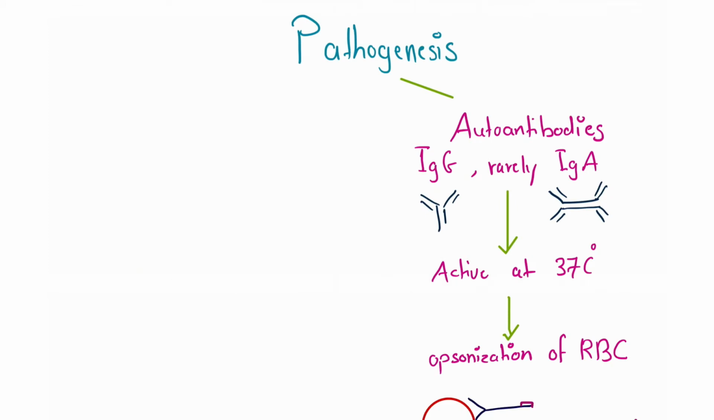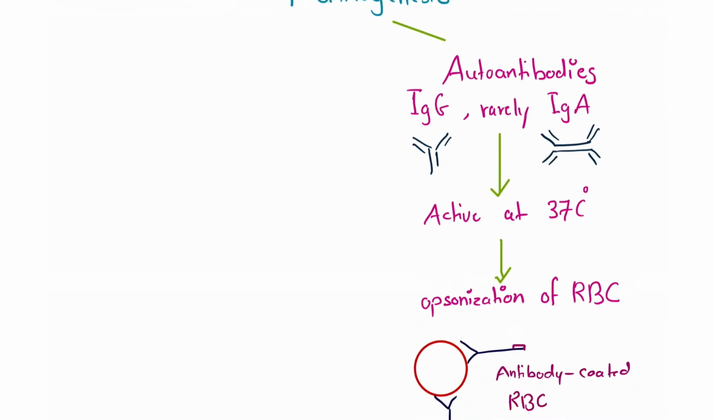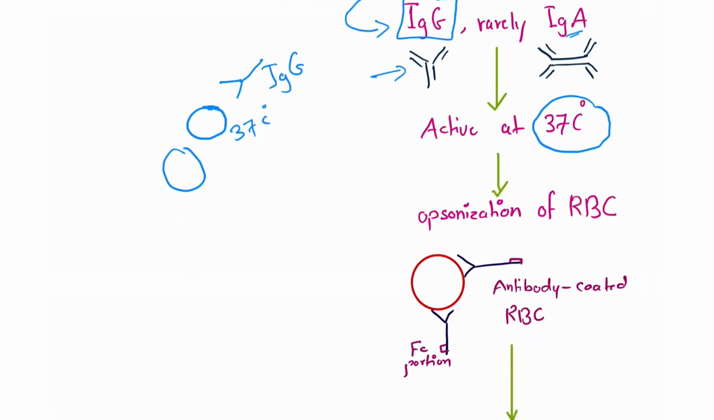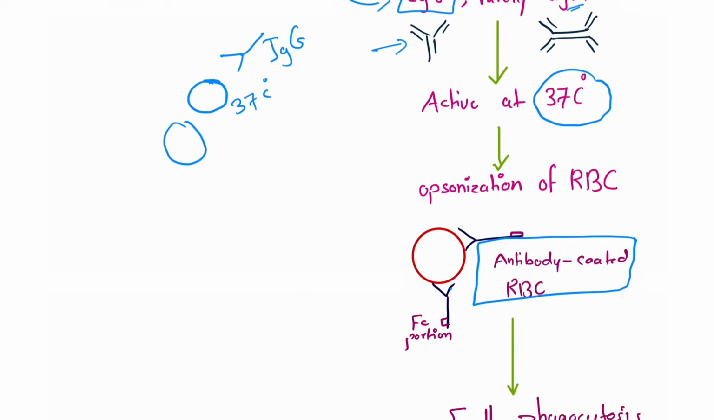Regarding the pathogenesis, in warm autoimmune hemolytic anemia there are autoantibodies, most commonly immunoglobulin G type and rarely IgA. This antibody will bind the surface of RBC at 37 degrees Celsius. So we have RBC in the blood and the autoantibody in the form of IgG. This antibody will bind the surface of RBC at 37 degrees Celsius. What will we have? We will have antibody coated RBC, meaning RBC coated all around with antibody.